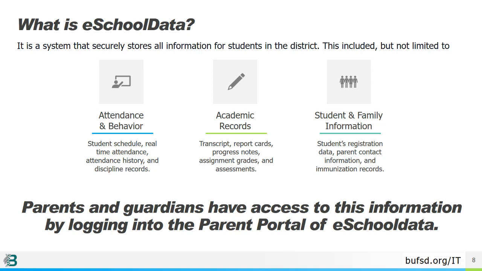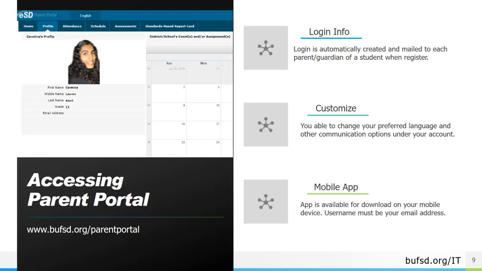As parents and guardians, you have access to this information by logging into the parent portal of eSchool Data. This is great to check up on the attendance records, to check report cards. The report cards are available first in eSchool Data before you get it in the mail. With the attendance information at the secondary level, you're able to see if your child missed a specific period of their class, and you're able to see that in real time.